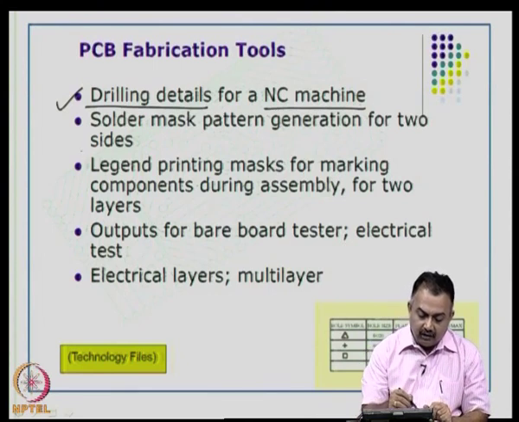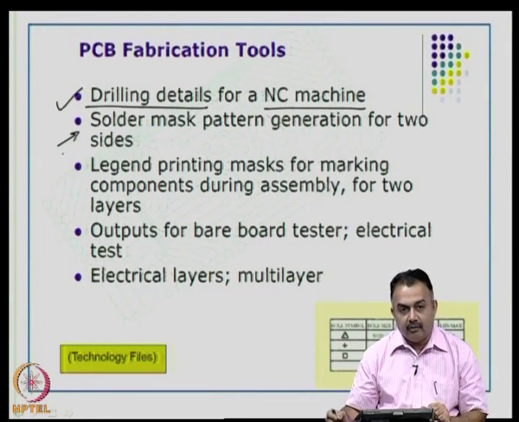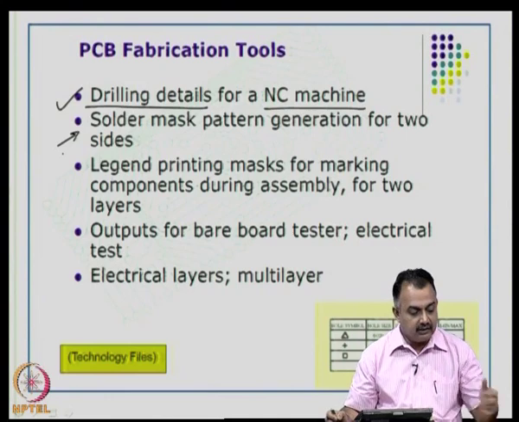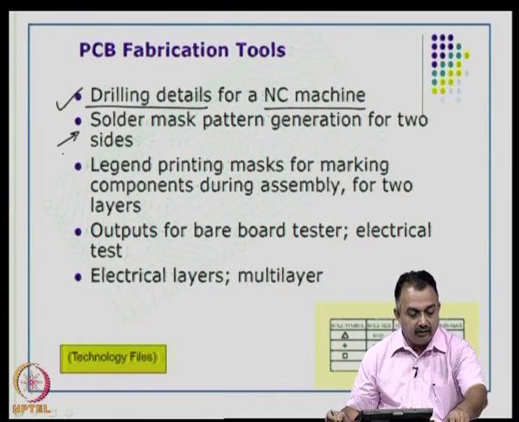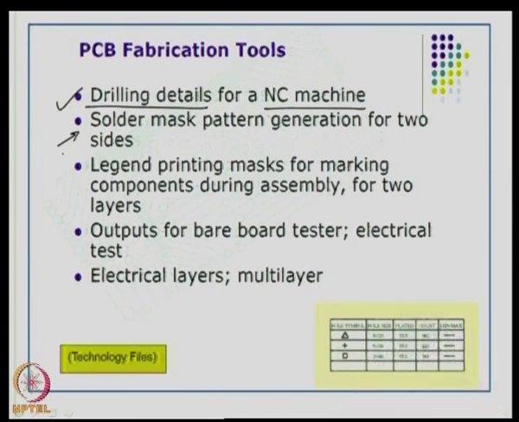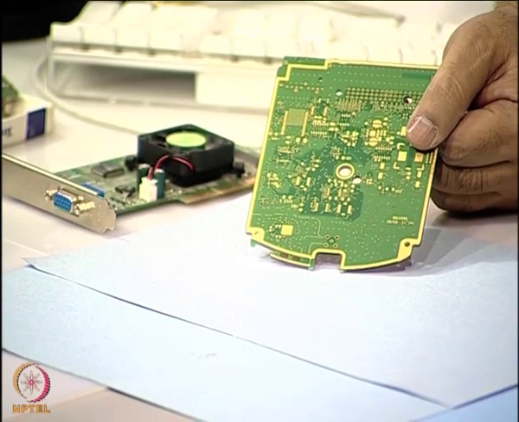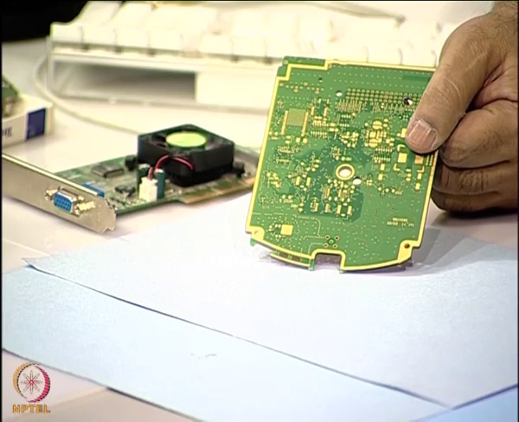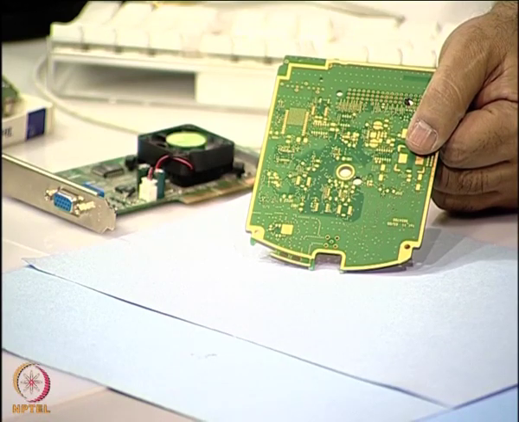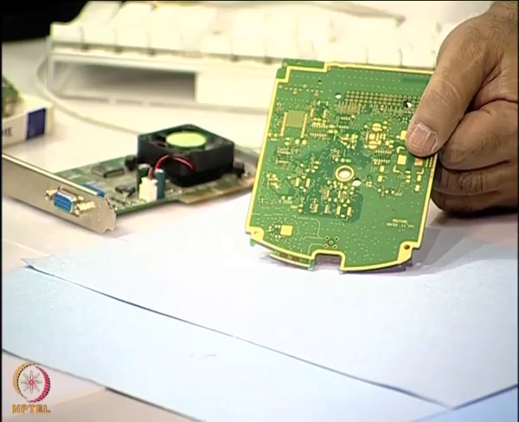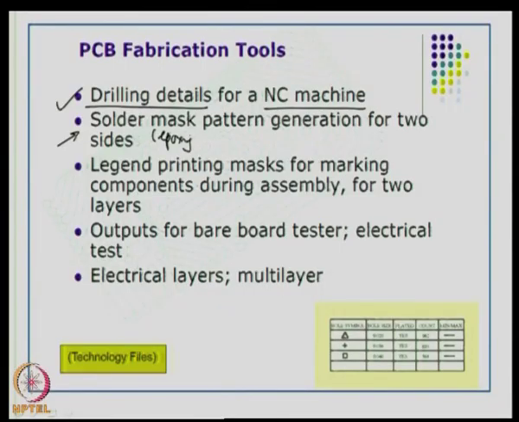Then the other output that can be generated from your CAD program is a solder mask pattern for both sides. I will explain briefly what a solder mask is. We will talk much about solder mask later. Visually, as you can see in this picture, the green areas are the solder mask material. Solder mask is nothing but an epoxy paste that is being used here. What is the function of this solder mask?